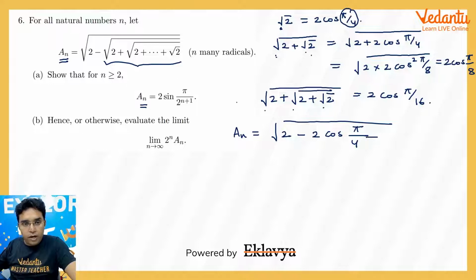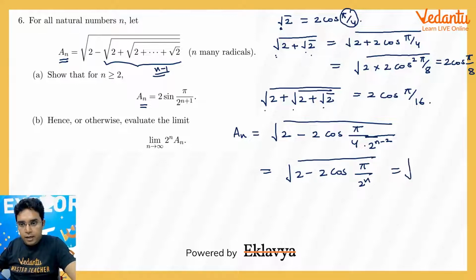So I think when I am removing n minus 1 under root signs, here we will be getting 2 power n minus 2 extra. Okay, so this will give you 2 minus 2 cos pi upon 2 power n. Now this time, once again, I can use the cos 2 theta formula, but this time we will be getting sine of pi upon 2 power n plus 1, and here there will be a square. So this gives us 2 sine pi upon 2 raised to the power n plus 1.